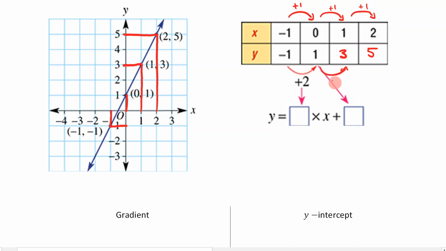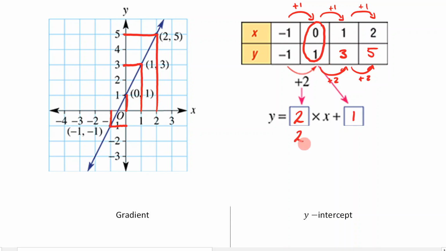From 1 to 3, that's plus 2. From 3 to 5, that's plus 2. I'm plussing 2 each time. So that means my coefficient of x is going to be 2. The way in which you find the other component of a linear rule, the constant term, is to look for when x is 0, what is your y value equal to? When x is 0, my y value is 1. So I put a 1 there.